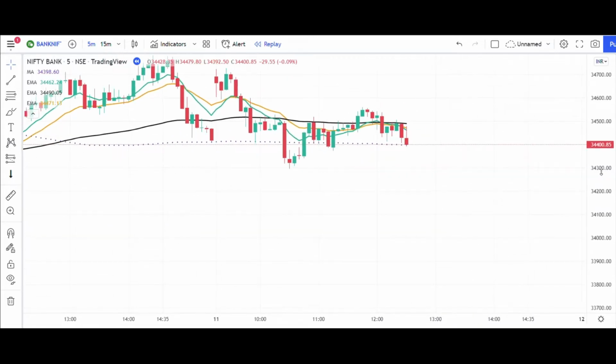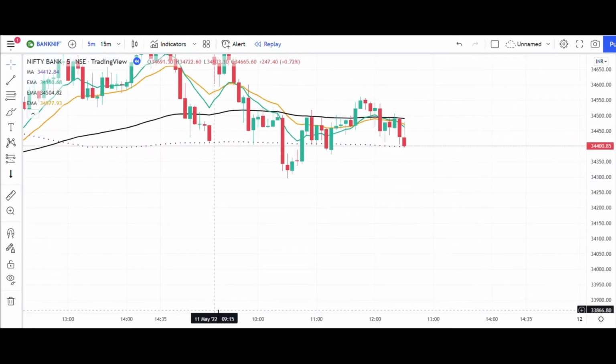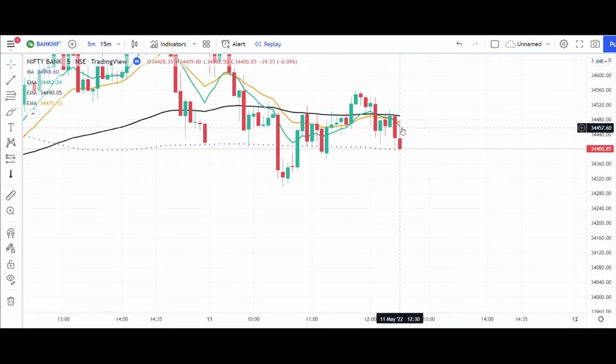So here we can see I just opened 11th May, and the time that I just clicked is 12:30. Here we will see 10 exponential, which is the green, is lower than 20. 20 is lower than 100. So this is short-term bullish trend, but the 200 moving average is still below everything.